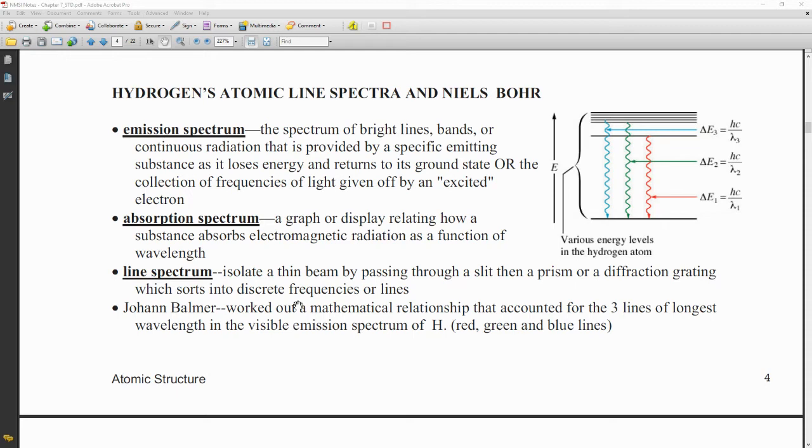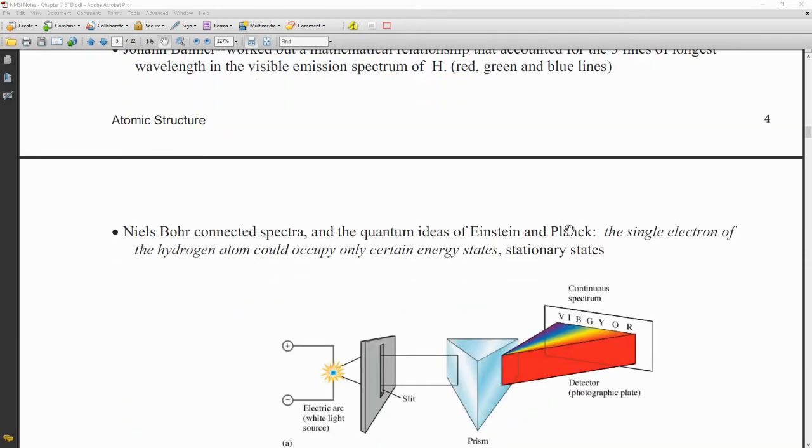The opposite of that is the absorption spectrum. So the emission spectrum and the absorption spectrum are opposites. It just depends on what the electron is doing. And overall, we just call these line spectra. And so Balmer actually figured out a mathematical relationship between these different energies and really the energy levels of the hydrogen atom where those electrons actually existed.